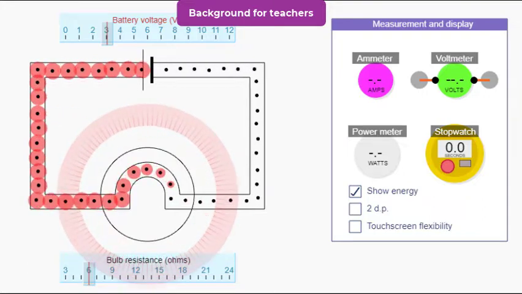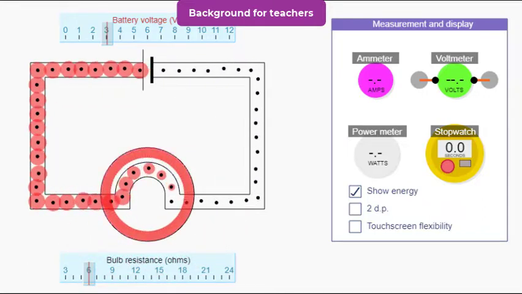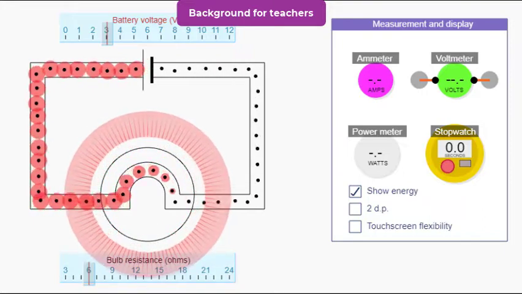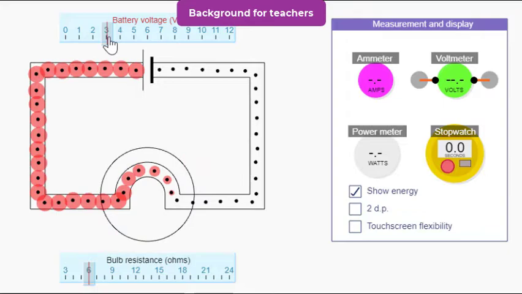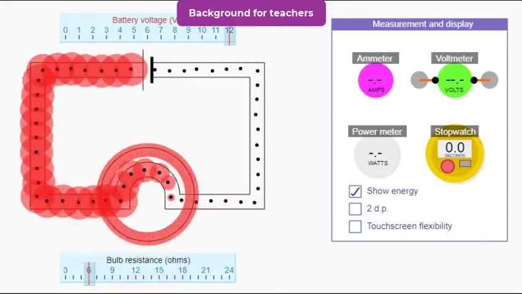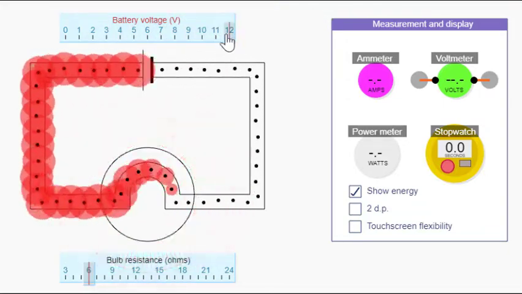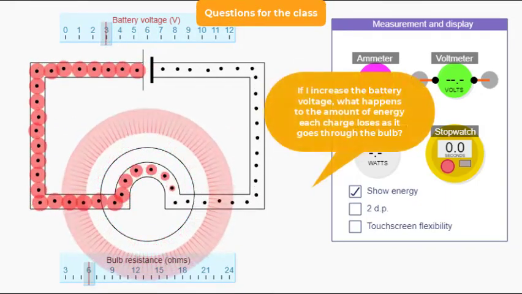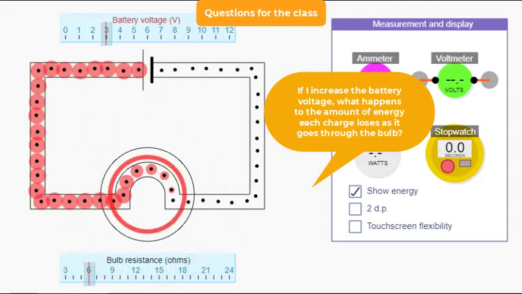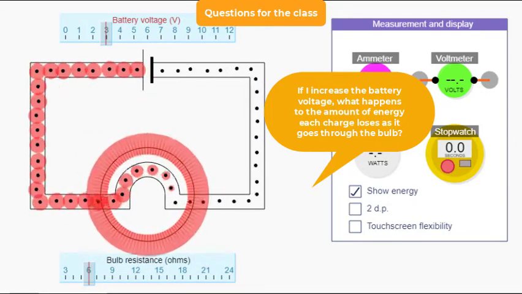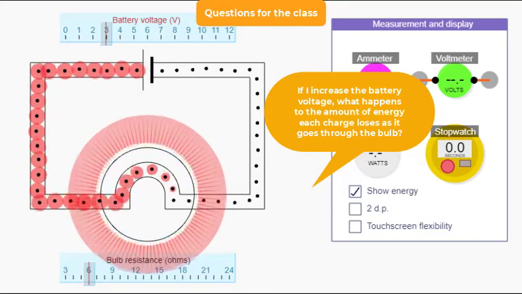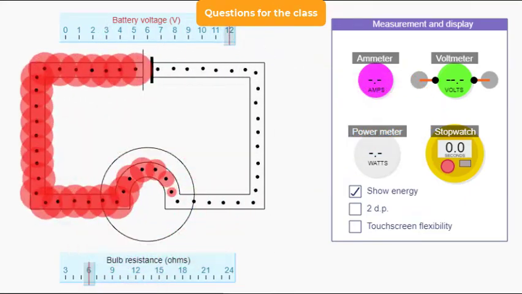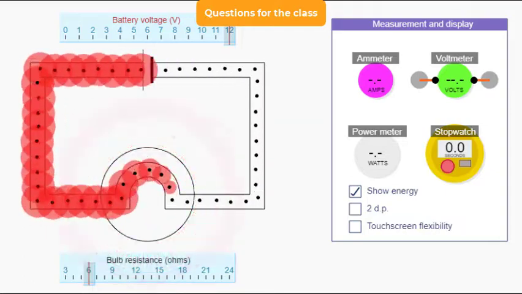Let's keep the bulb resistance constant. In practice, this just means we use the same bulb. And let's try and understand why increasing the voltage increases the power. If I increase the battery voltage, what happens to the amount of energy each charge loses as it goes through the bulb? Each charge loses more energy.